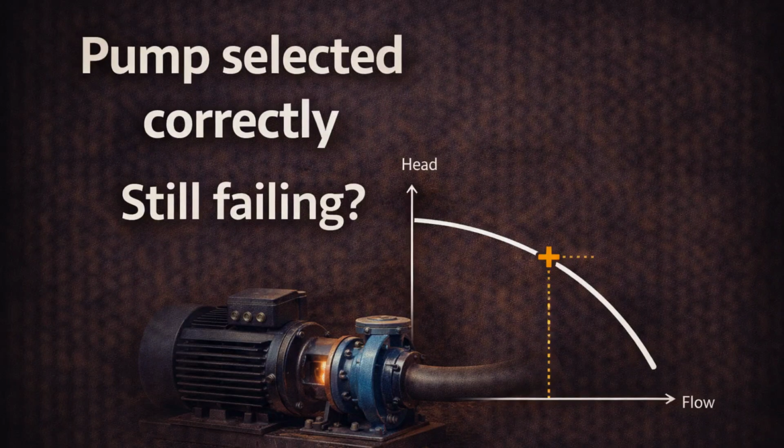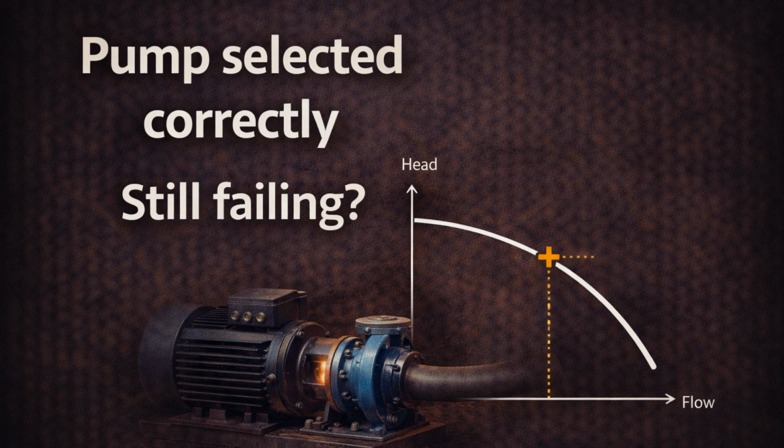The pump was selected correctly. The duty point matches the curve. The vendor approved the selection, and yet, the system keeps failing. Flow is unstable. Seals fail repeatedly. Energy consumption is high. So what's going wrong?